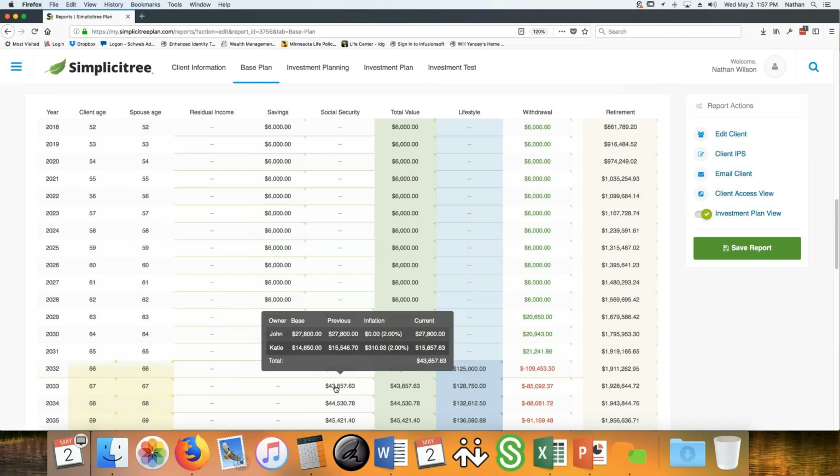Anytime you see a number, you can click on it. So literally, I just clicked on this $43,000. It explains where that number came from. $27,800 is coming from John's Social Security. $15,800 is coming from Katie's.